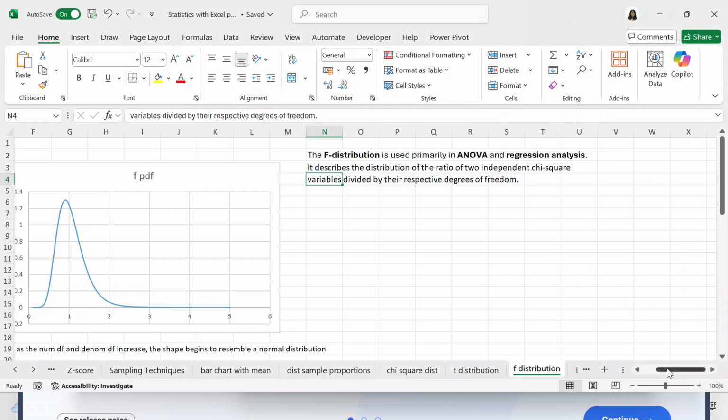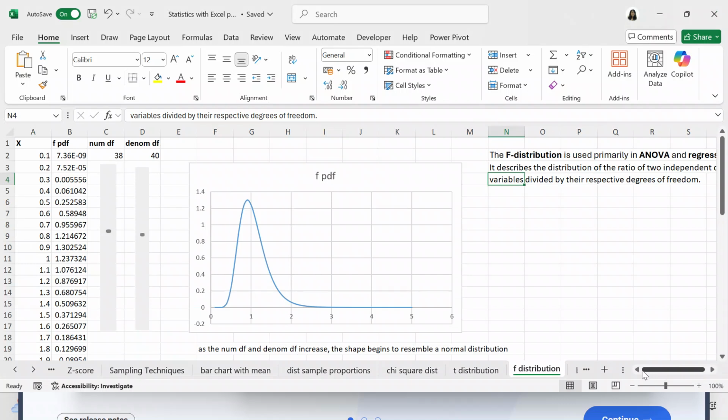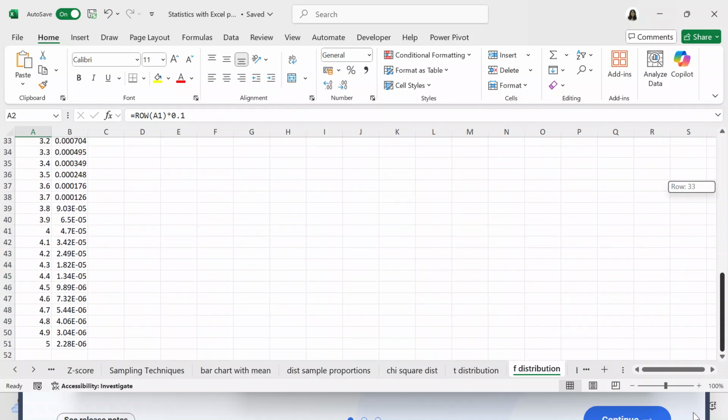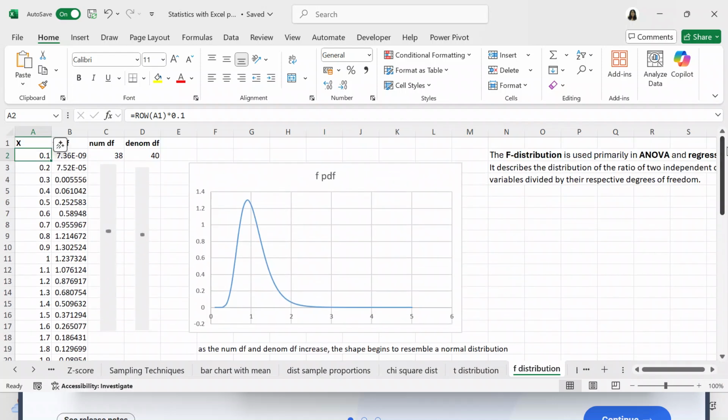So I've made an F distribution, so you can see an F distribution. We've got values between 0.1 and 5. And then we've got our PDF, that's your probability distribution function. So F.DIST(A2, C2, D2, FALSE). And as I said in an earlier video, the FALSE means that it's a probability distribution function because that's what we want to see.